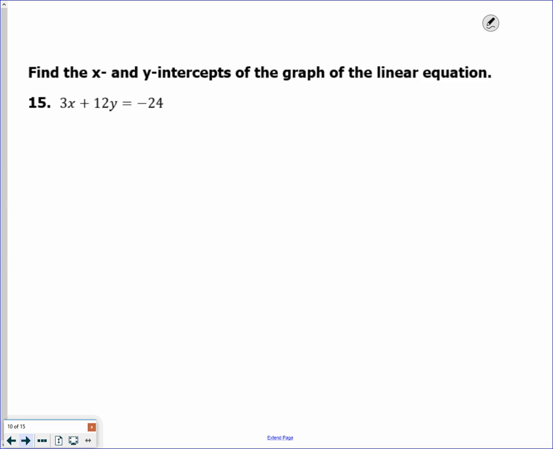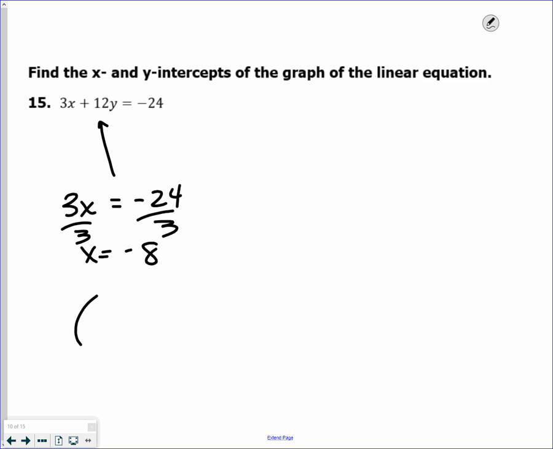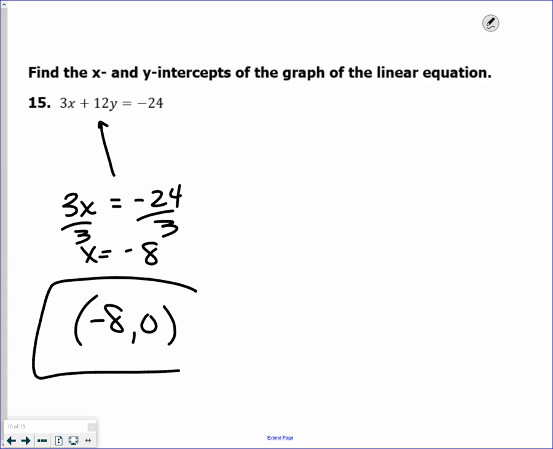X and Y intercepts. All right, here's what you need to understand about X and Y intercepts. If you are trying to find the X intercept, then you need to put a 0 in place of Y. So if this is 0, and you solve, you get -8. Now, all X intercepts need to be written as a point, so that would be the point -8, 0.